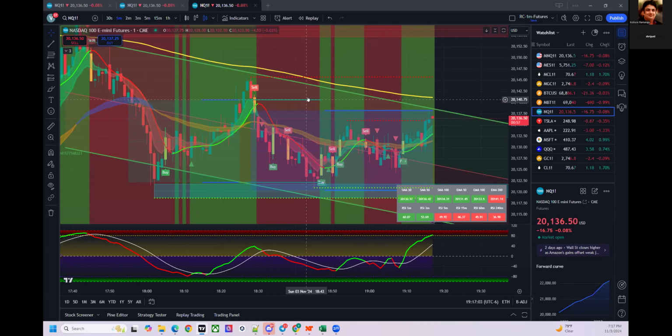And what is this green line here? Basically, that was the previous range top. Now the range top went down a little bit here.